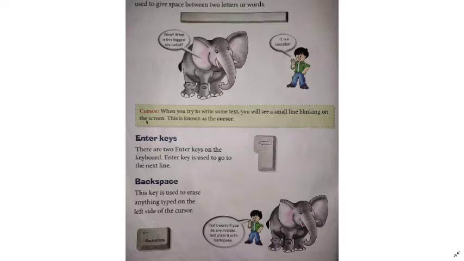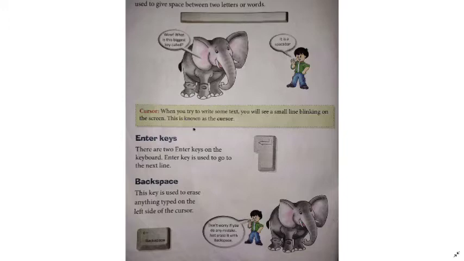Okay. Now look at this. What is cursor? When you try to write some text, you will see a small line blinking on the screen. This is known as cursor. Whenever you write something with your keyboard onto the computer, you always find this cursor. It is like a पूर्ण विराम. हिंदी में पूर्ण विराम बोलते हैं जैसे, वैसे ही इसका शेप होता है और ये ब्लिंक करते रहते हैं. ओके, ये आपको हमेशा दिखेगा जब भी आप कुछ भी लिखेंगे कीबोर्ड में, कीबोर्ड से मॉनिटर में.